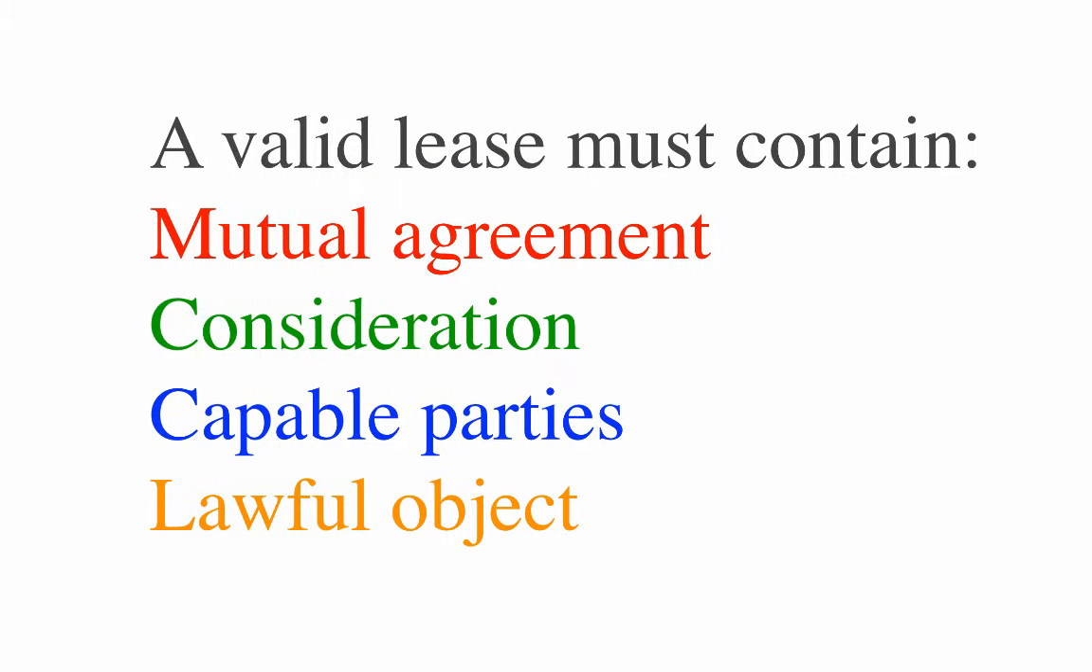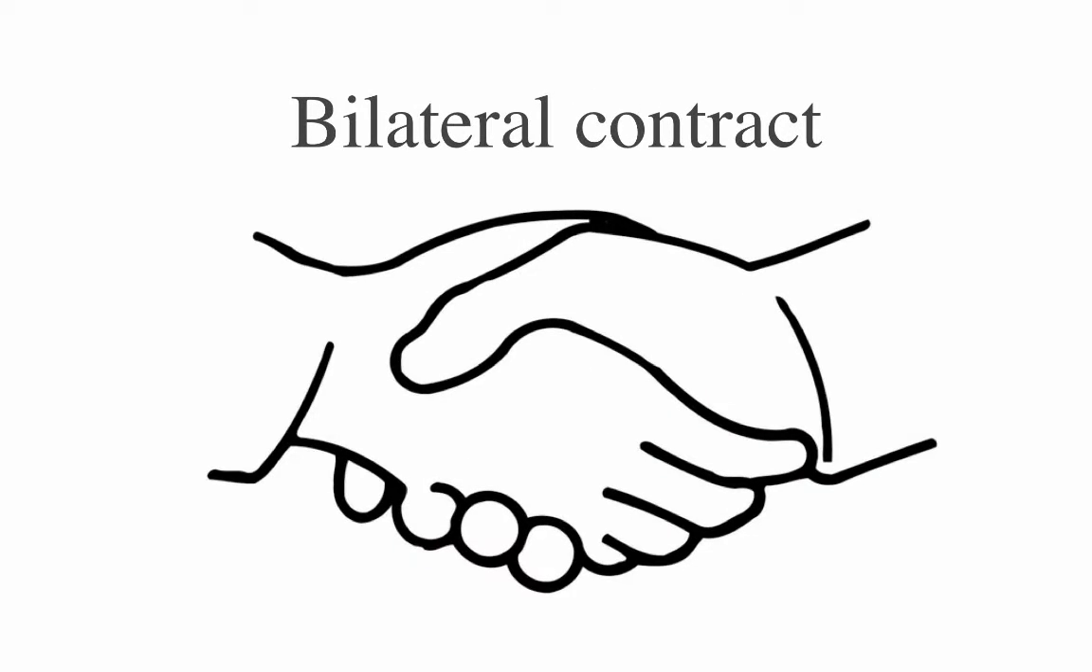Just like in any other contract, a valid lease must contain mutual agreement, consideration, capable parties, and lawful object. The lessee has the right of quiet enjoyment and possession of the property, which is the assurance that their possession will not be disturbed by anybody with superior title, in other words, the landlord. The lease is a bilateral contract because both the landlord and the tenant have obligations to perform.